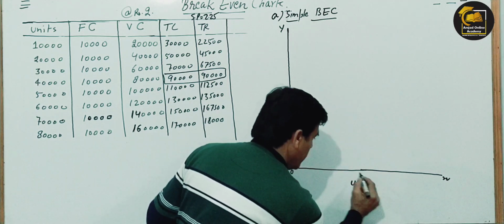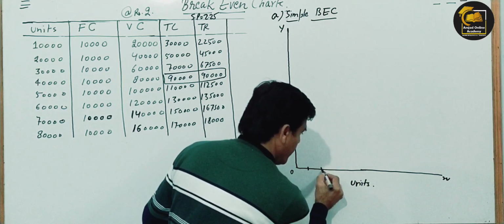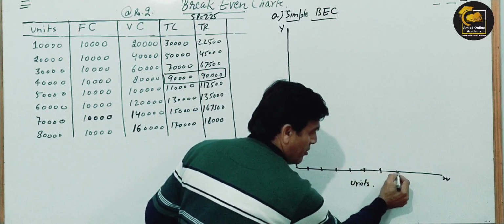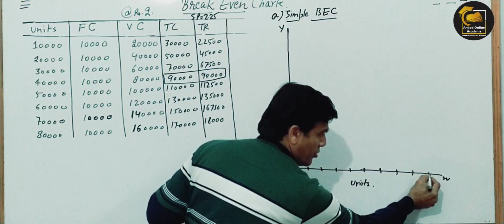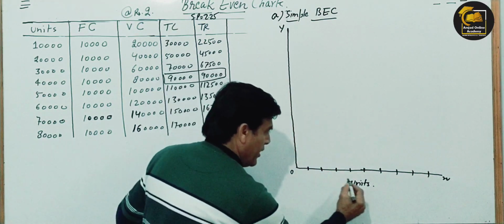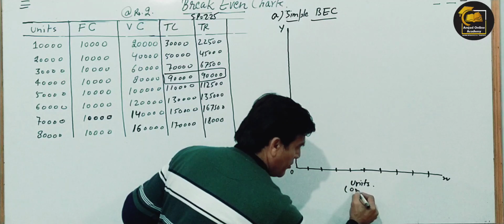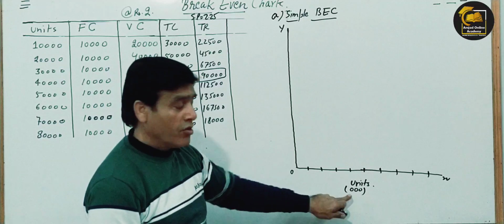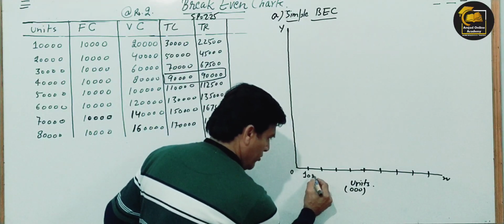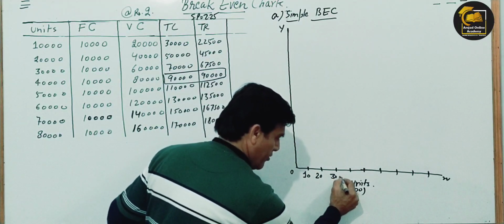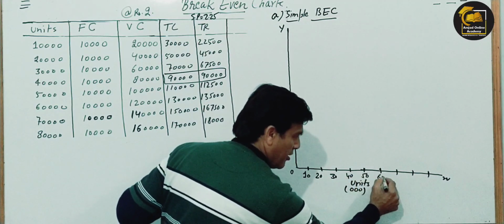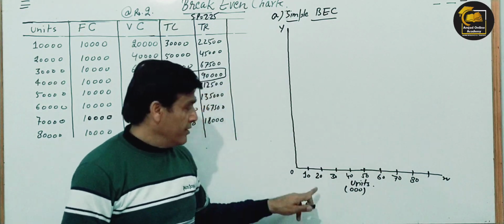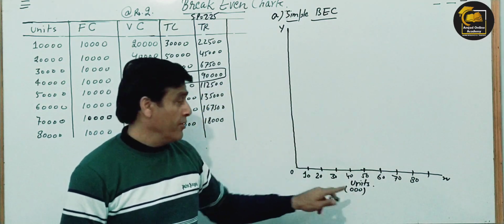Units will be shown here at equal space, in my own anticipation. I'm using the equal gap, right? It is in thousands. Three zeros are common, so I can write here 10,000, 20,000, 30,000, 40,000, 50,000, 60,000, 70,000, 80,000. Up till here, it is given. All right, this is in thousand because three zeros are in common.